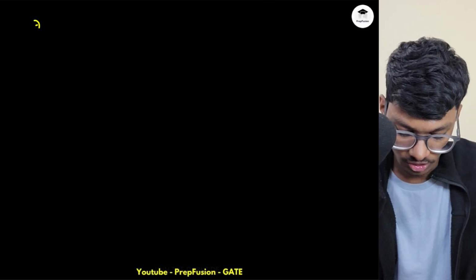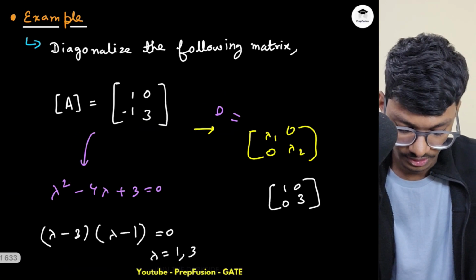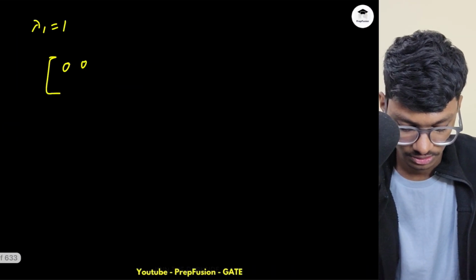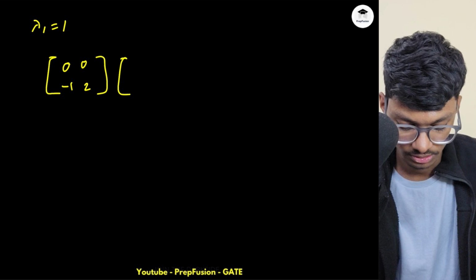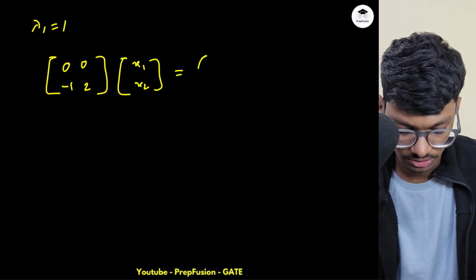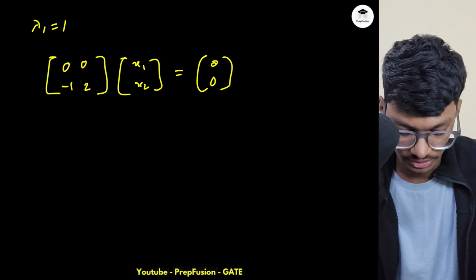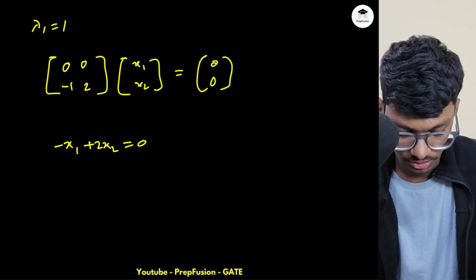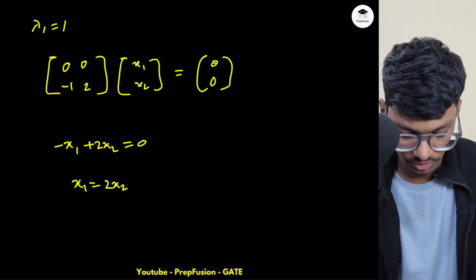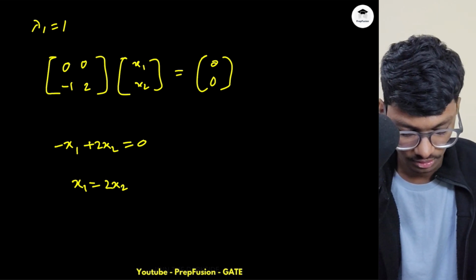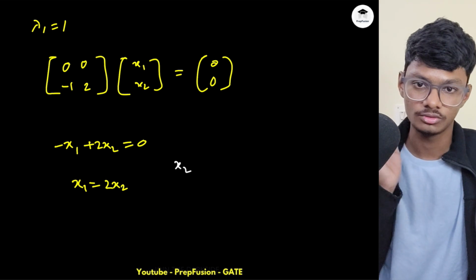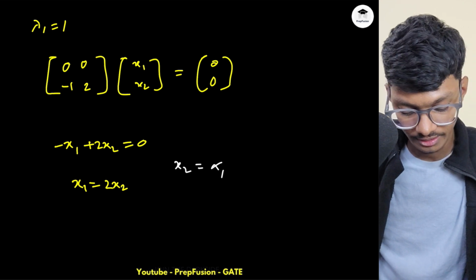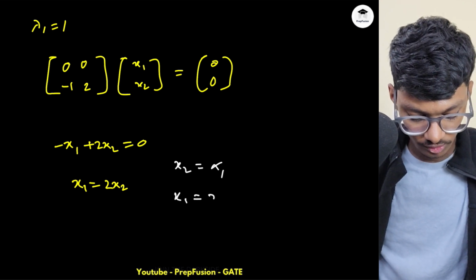What are the eigenvectors? Corresponding to lambda 1 equals 1, what is my eigenvector? Simply if I do A minus lambda I, the first row will become totally 0. Then this is minus 1, this is 2. This is x1, this is x2, equal to 0, 0. So I get the second relation, minus x1 plus 2x2 equals 0, so x1 equals 2x2. The first row is 0 equals 0, which is always true, so x2 is a free variable. Nullity is 1, so I have one free variable. I can assume alpha 1, so x1 equals 2 alpha 1.